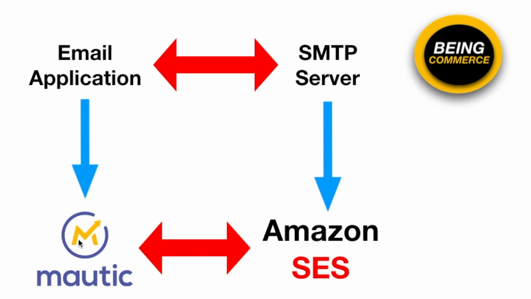So guys, for Mautic, I use a shared IP. The shared IP costs me around $10 to send 100,000 emails per month. So you can also go for Mautic.